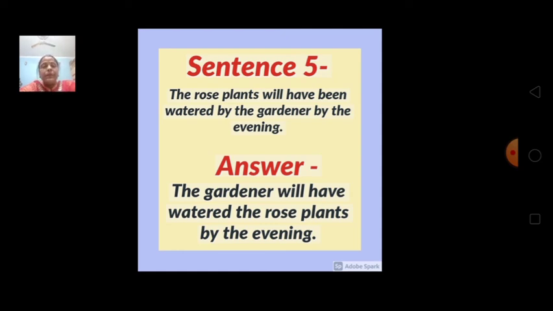Clear, children? So it is very important to learn the tense rules. You have to learn them very properly because if you know the tense, then only you can change a sentence from active to passive or from passive to active.